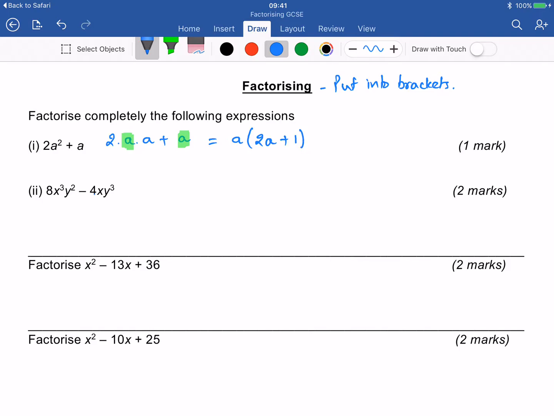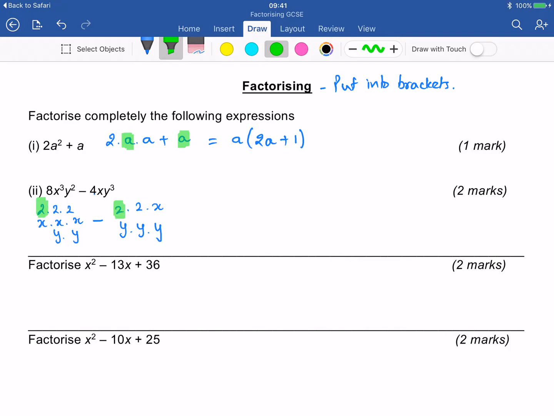Let's try to do the second one. 8x cubed y squared. So 8 is broken down as 2 times 2 times 2, x cubed x times x times x, y squared y times y. Take away 4. 2 times 2, x times x, y cubed y times y times y. Now I'm going to highlight the common bits.